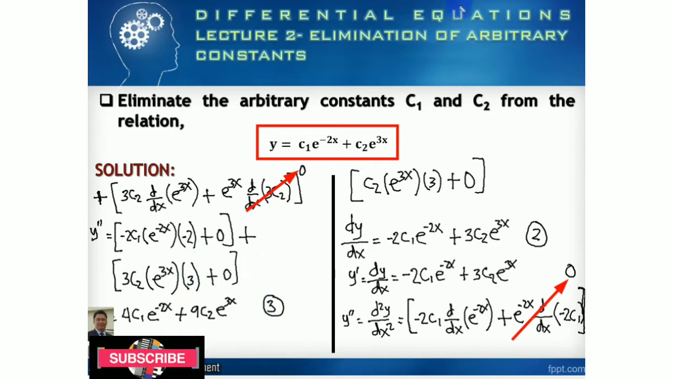Okay, so proceeding again, we now have equation number 1, which is given by y equals c1 times e raised to the negative 2x plus c2 times e raised to the power of 3x. And we already have the first derivative, which is our equation 2, and the second derivative, which is our equation number 3. So we are going to work with these three equations so that we can get the value of our equation without the arbitrary constants c1 and c2.